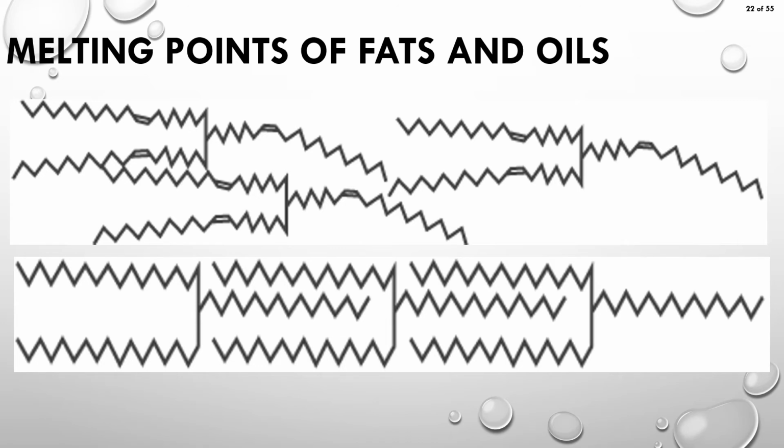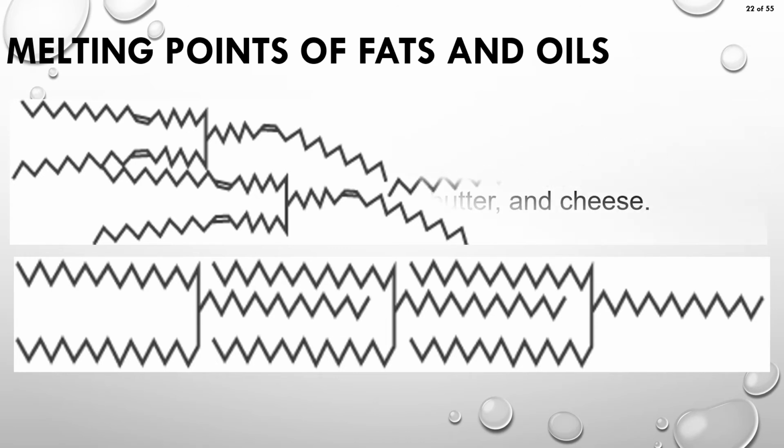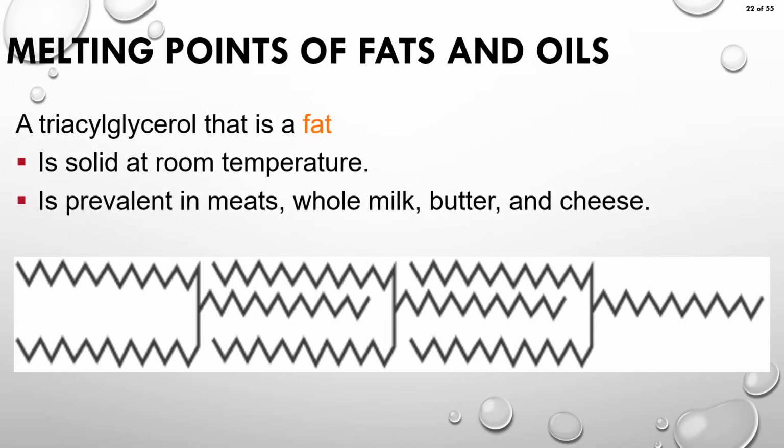Now, the poorer packing in oils makes the London dispersion forces between the oil molecules weaker than between fat molecules. Since the dispersion forces in oils are weak, less heat energy is needed to separate oil molecules. So, oils have lower melting points than fats. To increase the melting point of an oil, an addition reaction between the double bonds and hydrogen can take place. This reduces unsaturation and causes hardening. We will discuss this later.